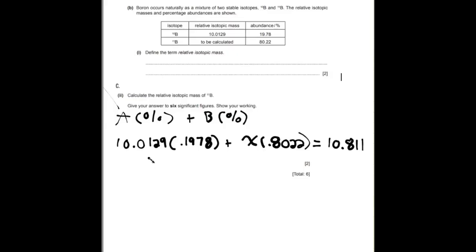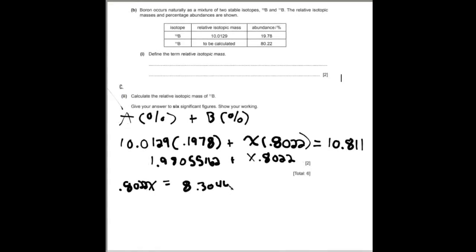Next, we're going to multiply this through, and we're going to see that this is 1.980555162. We're going to keep all that number, and this is going to be x times 0.8022. We're going to take this whole number, 1.98, and subtract it from both sides so that we're left with just our x term.